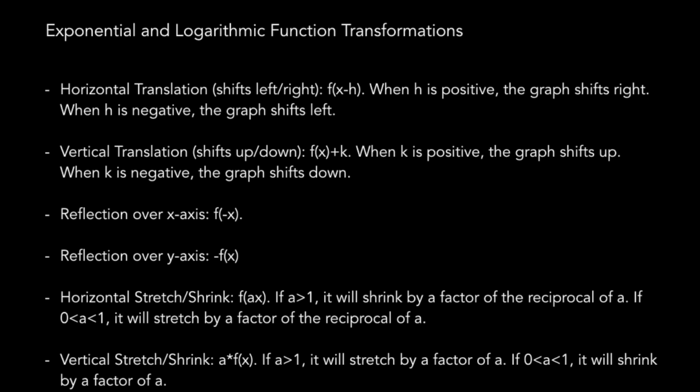Vertical stretches and shrinks multiply outputs by the variable a, which stretches or shrinks the graph by a factor of a. If a is greater than 1, then it is a vertical stretch, which moves it away from the x-axis. If a is between 0 and 1, it is a vertical shrink, which moves it towards the x-axis.